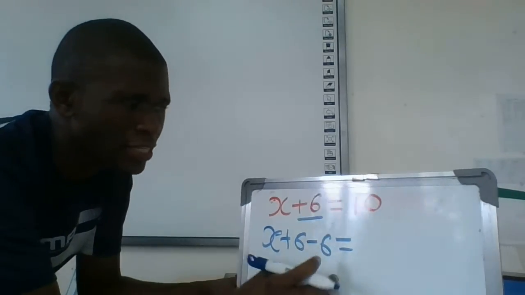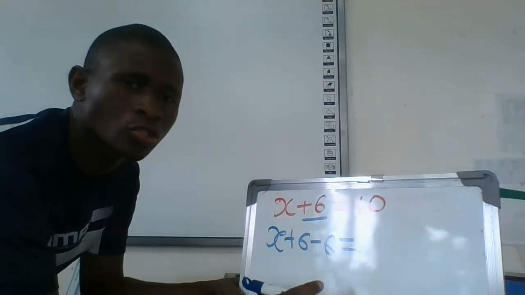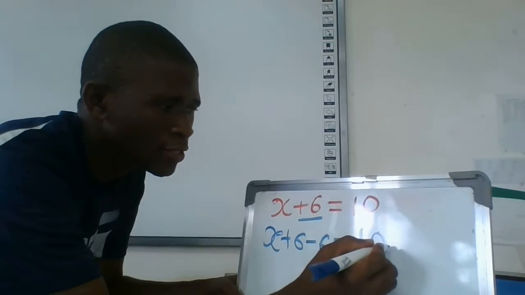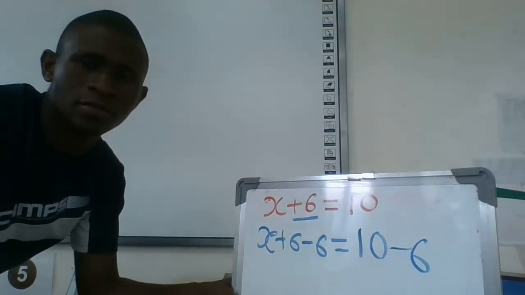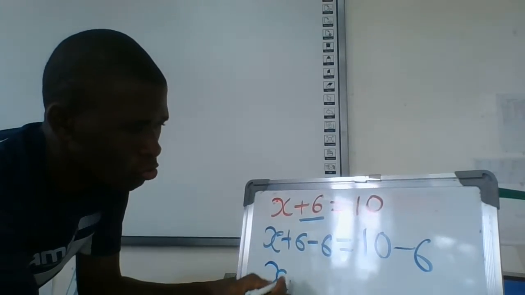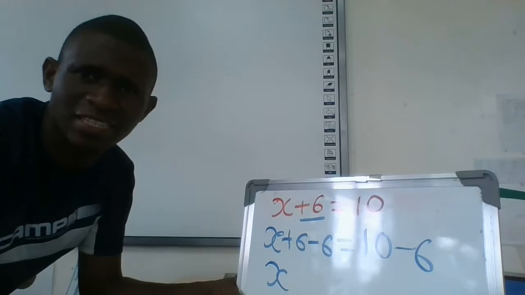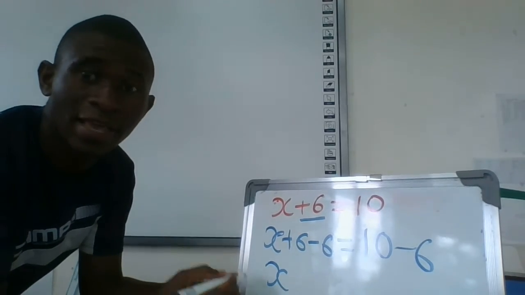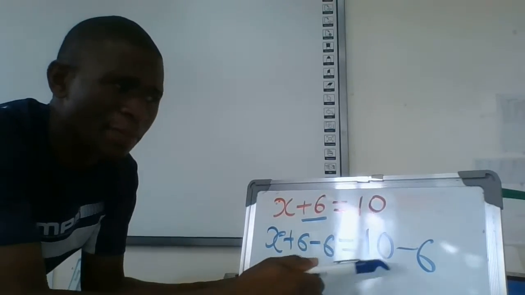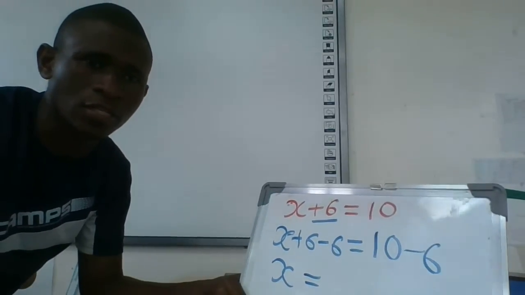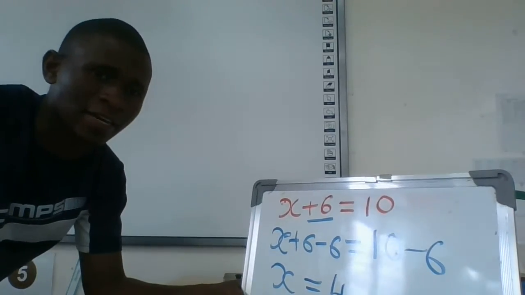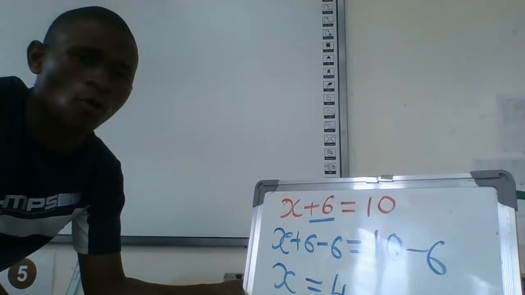So if we take away 6 on this side, we also need to take away 6 on the other side. So 10 take away 6. This gives us x, because plus 6 minus 6 is 0. So we just remain with x. So we write x is equal to 10 minus 6, or 10 subtract 6. This gives us 4. So the value of x here is 4.